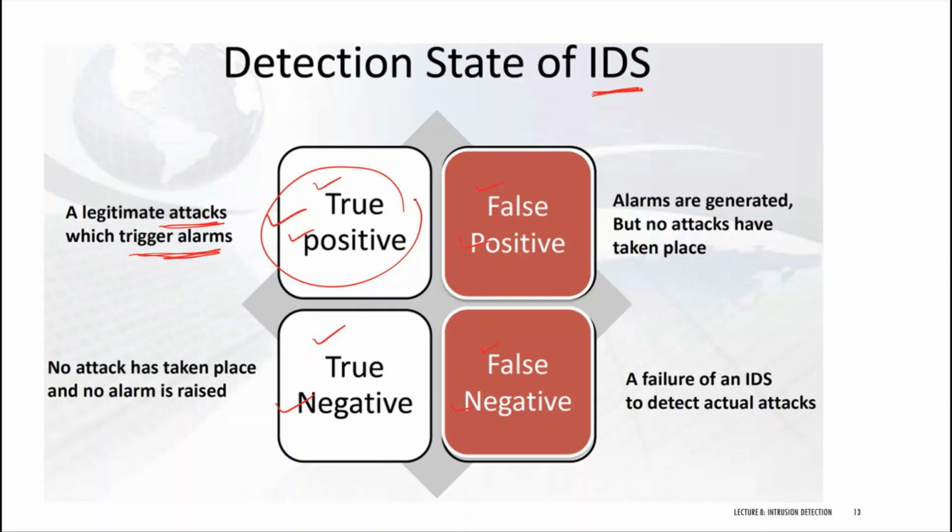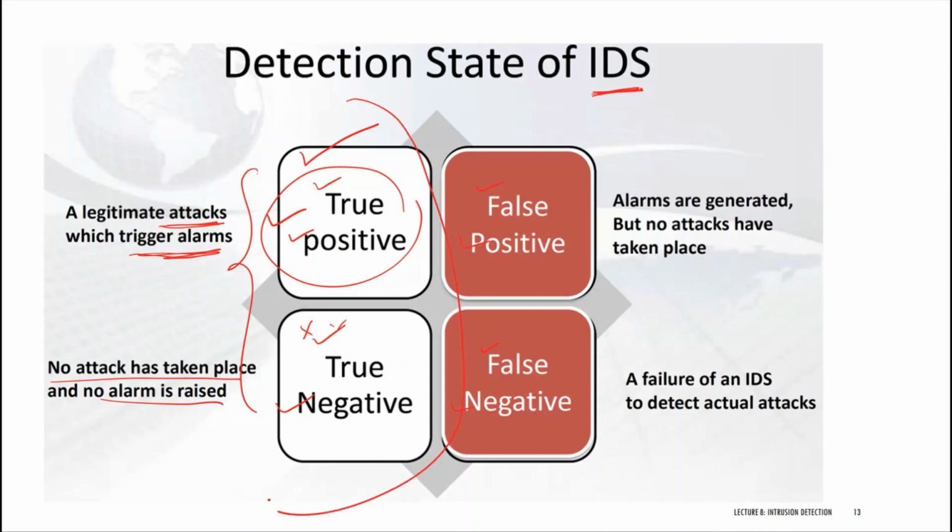Then what does true negative mean? No attack has taken place, and no alarm is raised. So there is no attack, no alarm to the administrator. This is very clear. Here an attack or intrusion took place, and immediately the administrator is informed and an alarm is generated. But here there is no attack, no alarm. This part is very clear and does not have any problem.